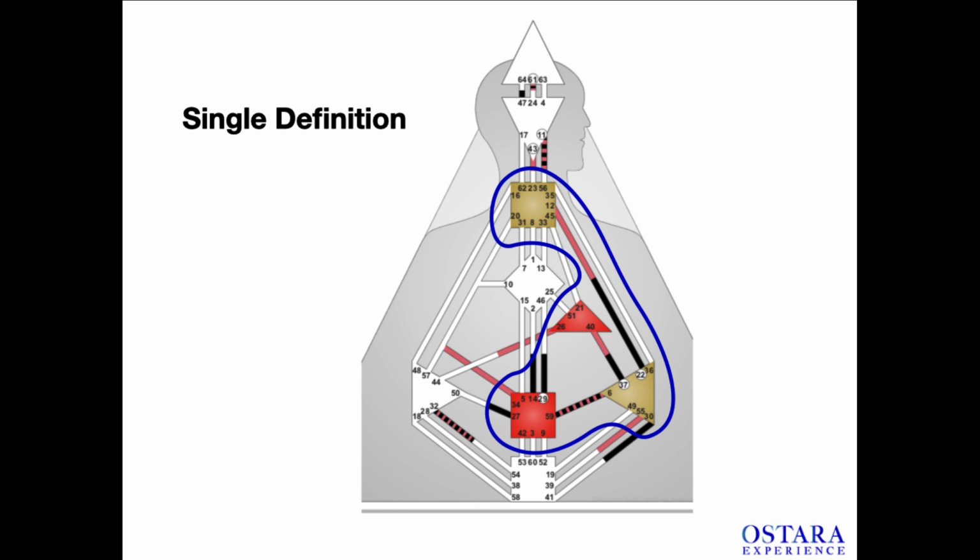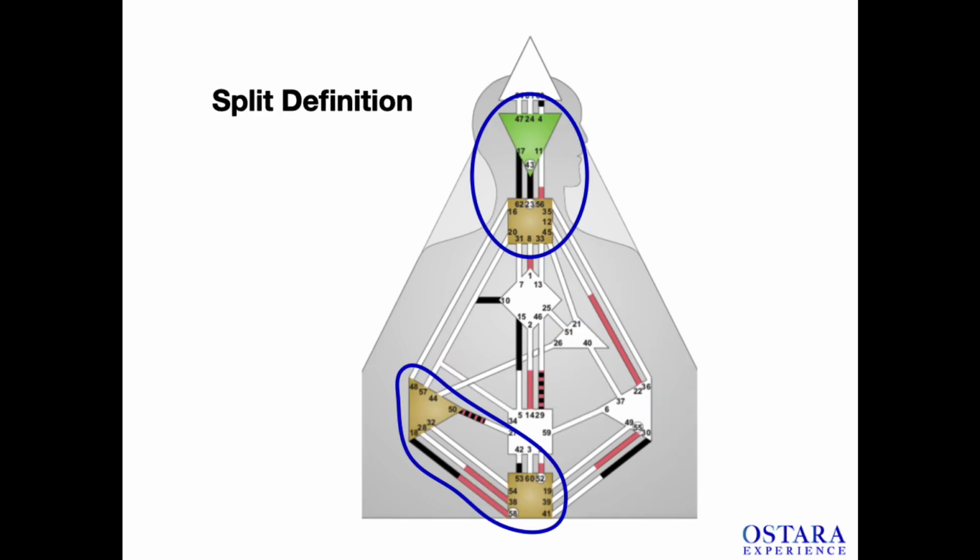And then in this next image, this is what we call a split definition. Here we've got the ajna center, which is the green triangle at the top, connected to the throat. And then all the way down at the bottom of the chart, we've got the spleen center connected to the root. And this is a kind of large split because you can see there's a lot of space in between where these different configurations are, the different constellations are.